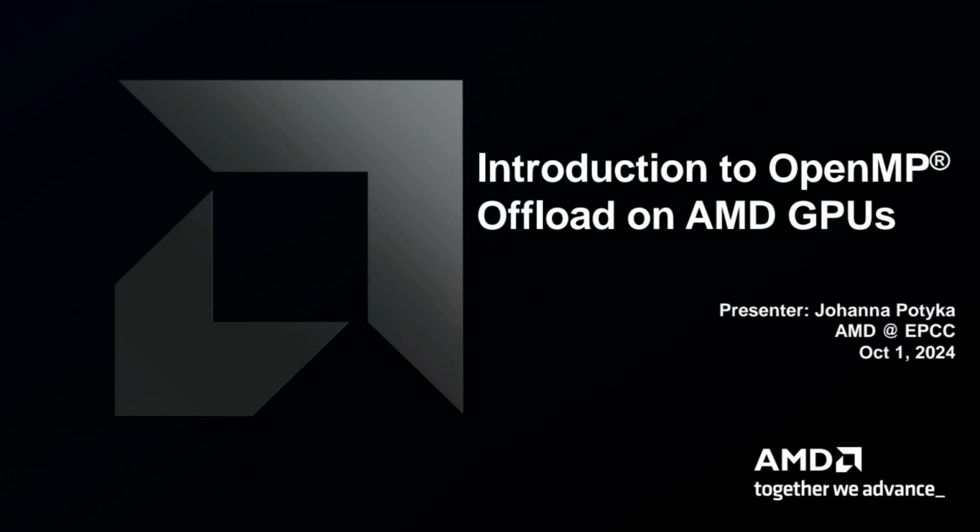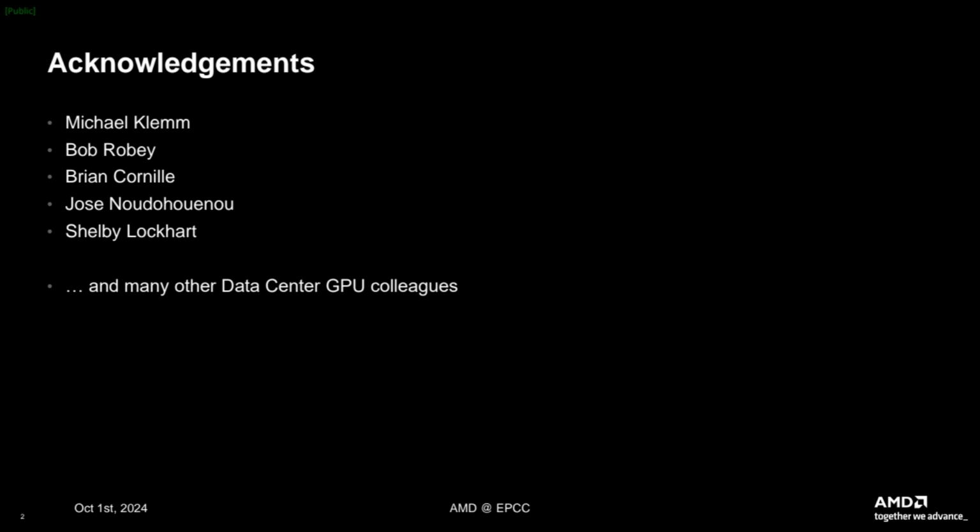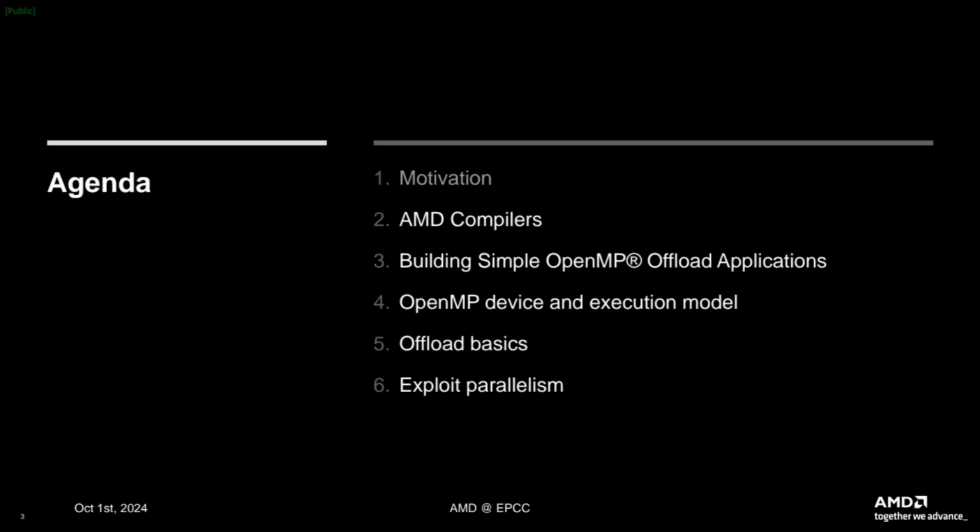Yeah, hello everyone. I think I introduced myself before, so no need to repeat it. We will jump right into the topic, Introduction to OpenMP Offload on AMD GPUs. I first want to acknowledge all the colleagues who prepared the slides which will follow. We will go through the following agenda for this talk. I will show you over the next half hour why we want to use OpenMP Offload, and then what compilers are available to use OpenMP Offload, how you can offload, which I show by a simple example. Then we will talk about the device execution model, offload basics, and how you can exploit parallelism on the GPU.